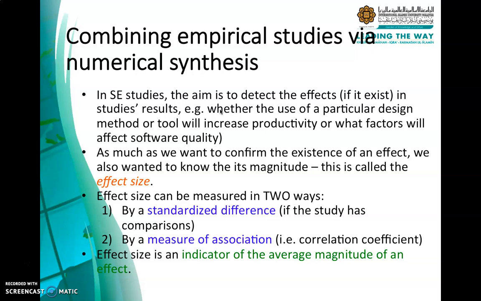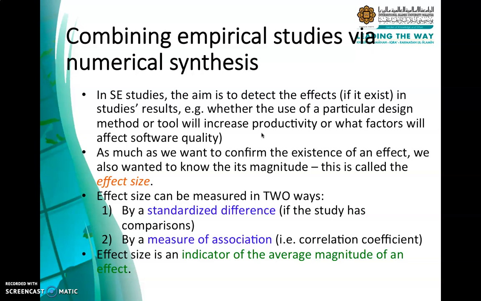In many empirical studies in software engineering mainly, our aim when we do empirical studies is to see if there is any effect, if it exists in the study's results. Let's say when we use one particular method or one particular tool, we want to see whether there is any improvement in productivity, or any improvement in software quality. So we want to see the effect.